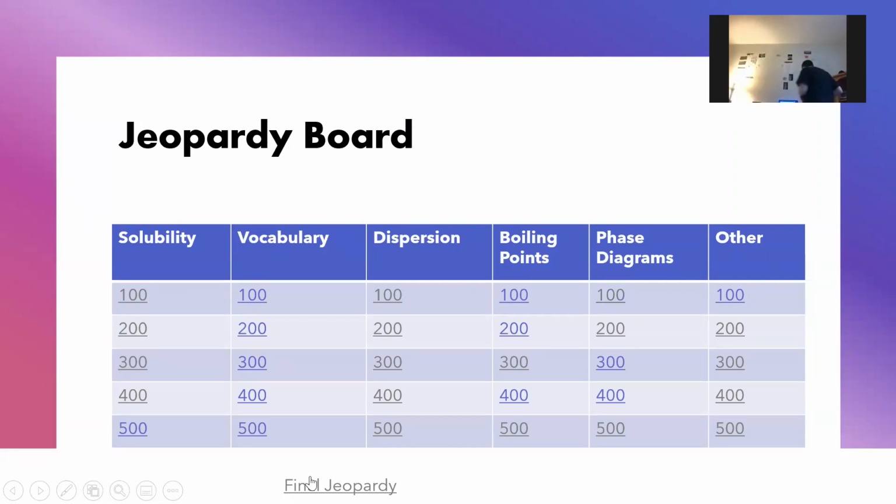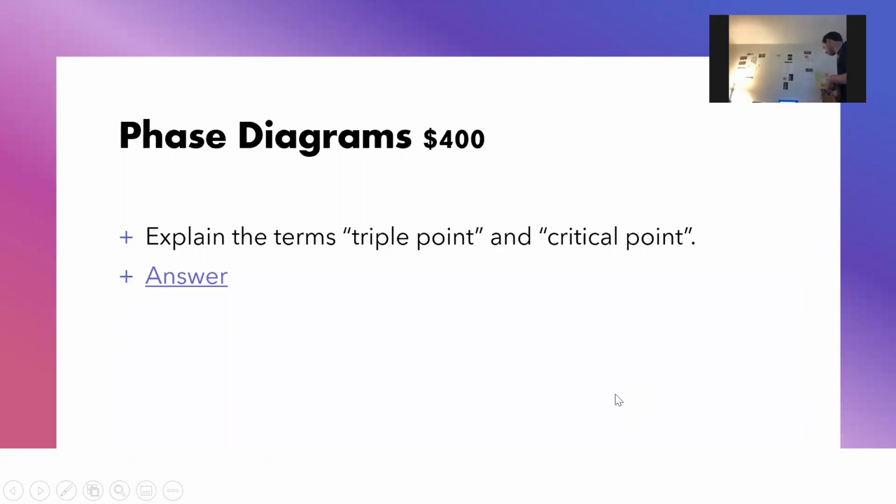Phase diagram for 400. Explain the terms triple point and critical point.